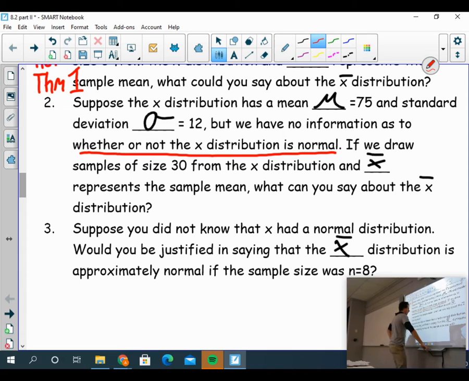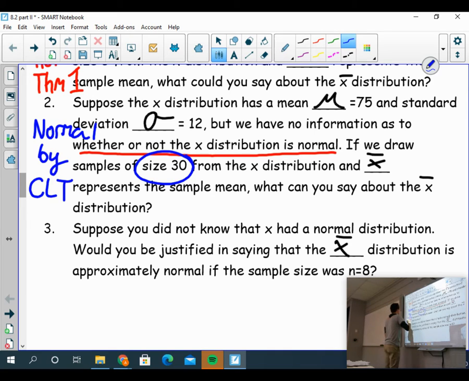But our sample size is greater than or equal to 30. So the distribution of sample means, again, will be normal, but this time it's by Theorem 2, or the central limit theorem. Okay? Because we don't know about the population distribution in this case, but since the sample size is greater than or equal to 30, we know the distribution of sample means is normal. Number 3.